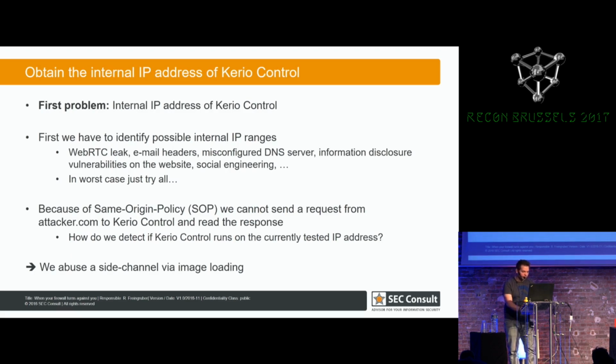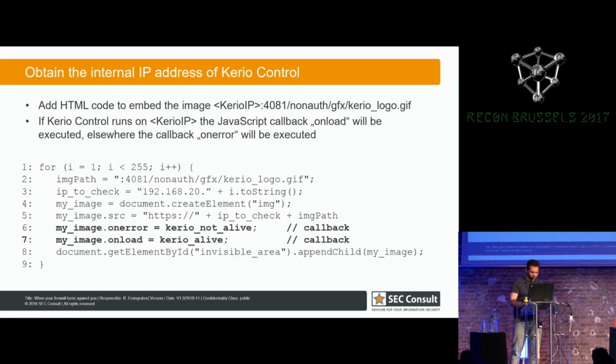To solve the first problem, we can use some kind of trick. I think it's already a well-known trick. What we can do is just try to load the carrier logo from all possible IP addresses. So I'm just iterating over possible IP addresses and try to load it. And because of same origin policy, I cannot read the response. But what I can do is install a JavaScript handler on onload and on error. So I can then detect if onload is successful, I can detect if carrier is running on this IP address or not. So this way I can identify carrier control in your internal network.